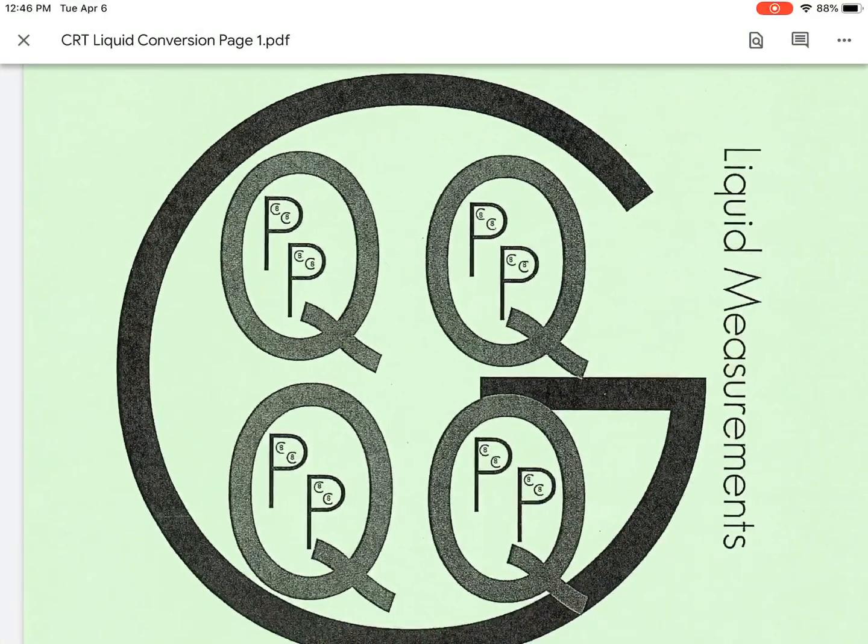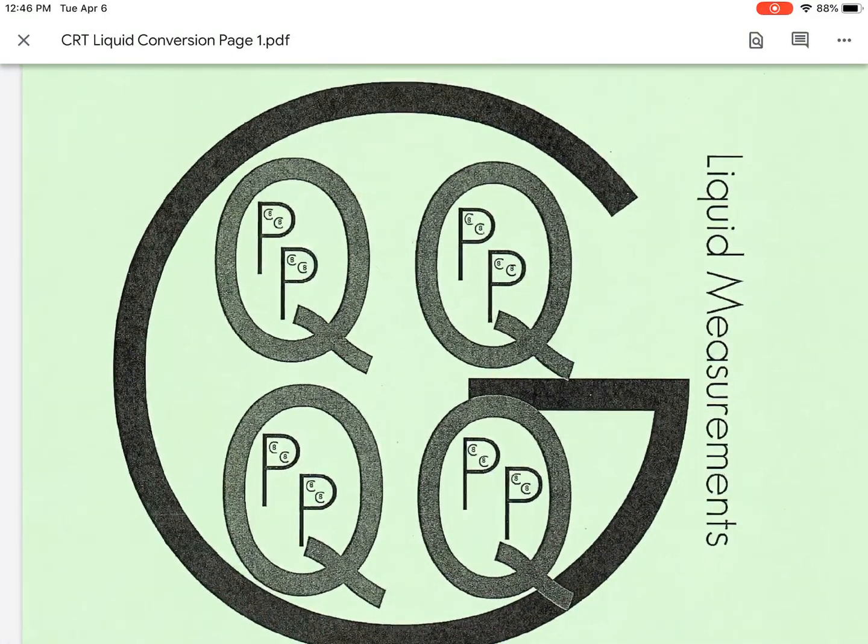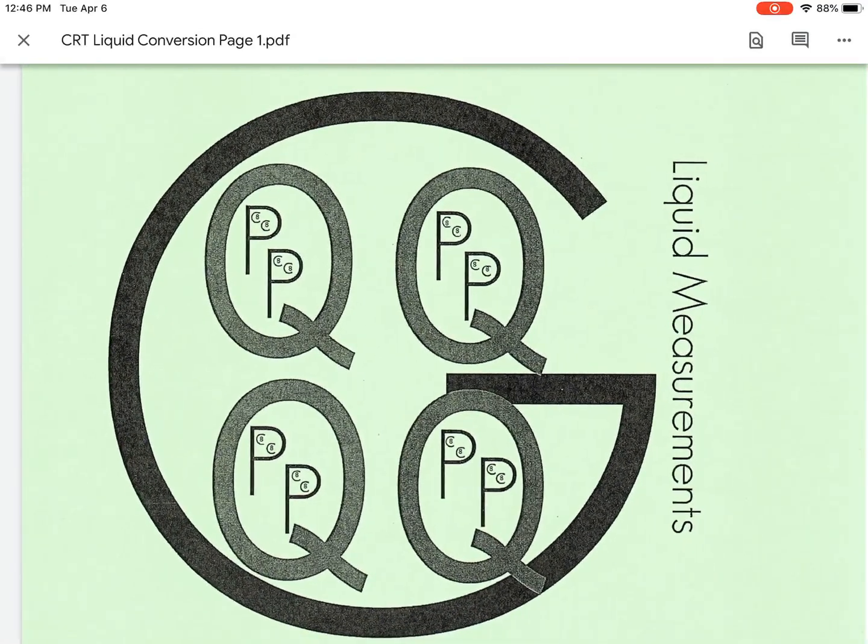This is a very cool diagram because it's a visual thing. All right, let's move on and we're going to do some conversions.